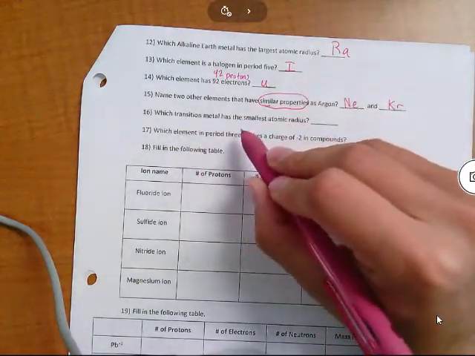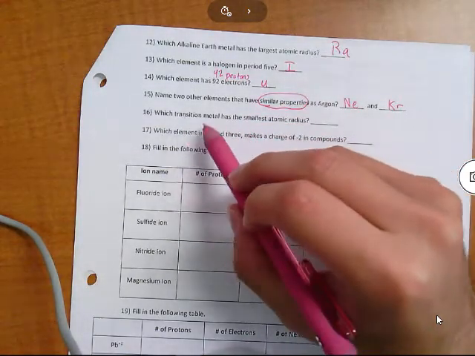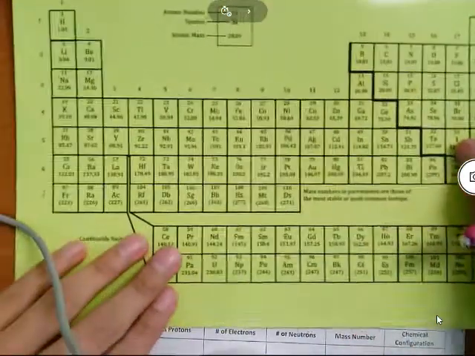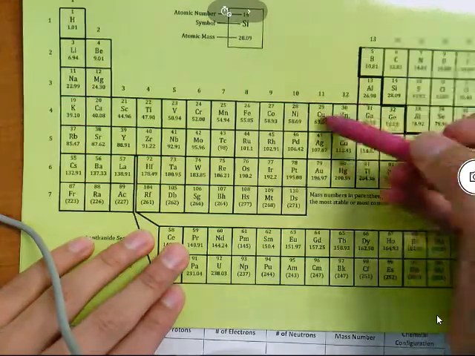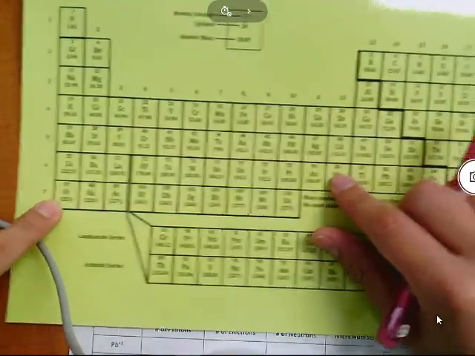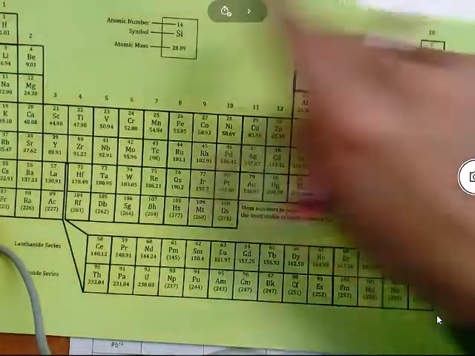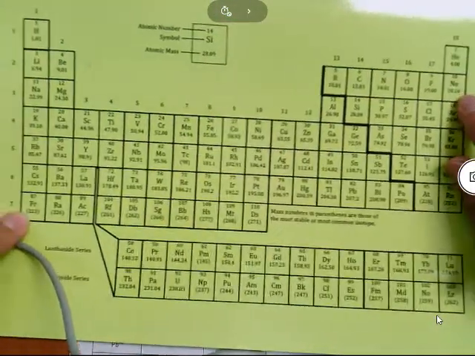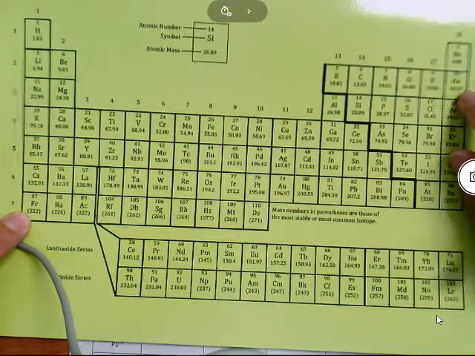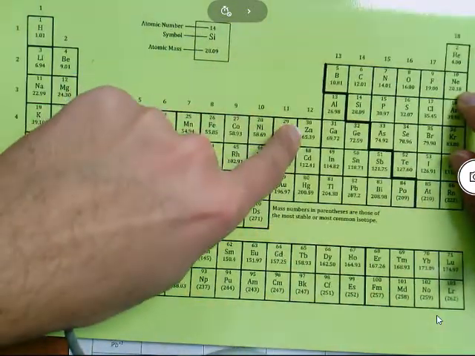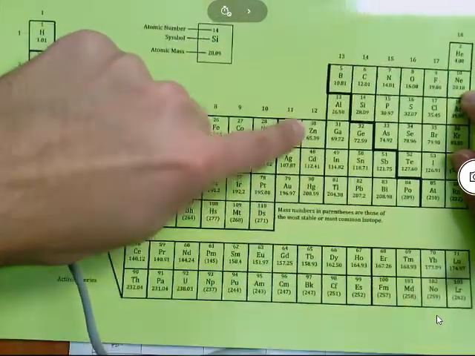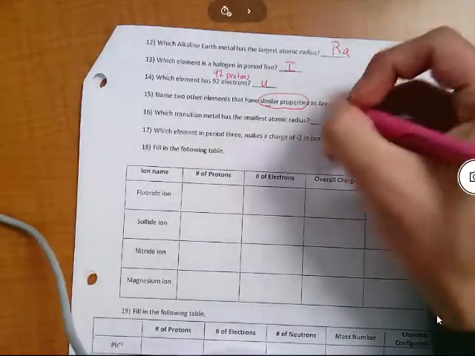Which transition metal has the smallest atomic radius? So, the smallest out of all of these. Remember, francium is the largest element. Neon, besides helium and hydrogen, neon is the smallest. So, which one is closest to neon? Zinc. These are the transition metals. Zinc is the closest to neon, so zinc is the smallest.